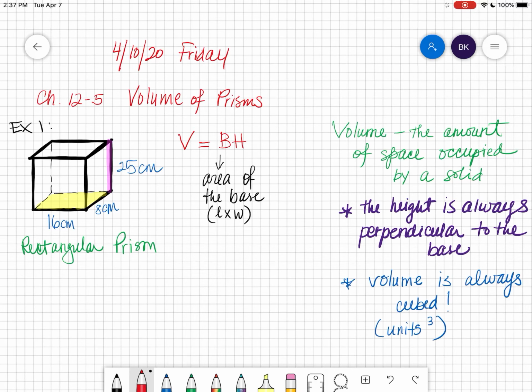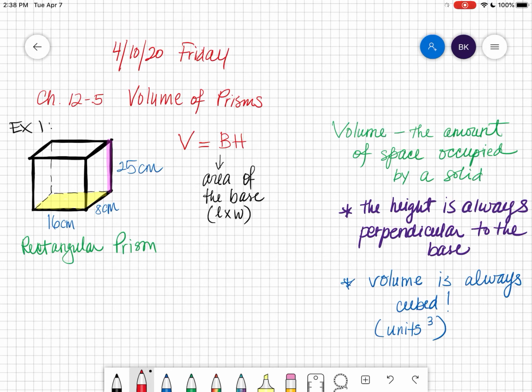So today's lesson is chapter 12-5, volume of prisms. We're going to be talking about rectangular prisms and triangular prisms. When I'm talking about volume of solids or 3D shapes, I'm talking about the amount of space occupied by a solid. So if you think of volume, think of how much space you can fit inside of the shape.